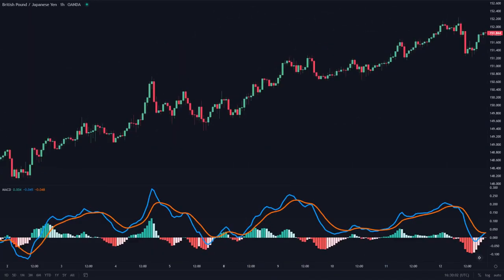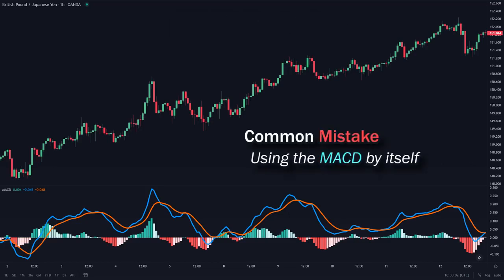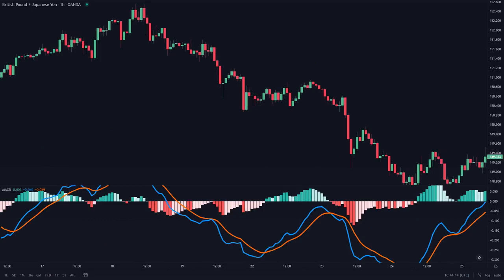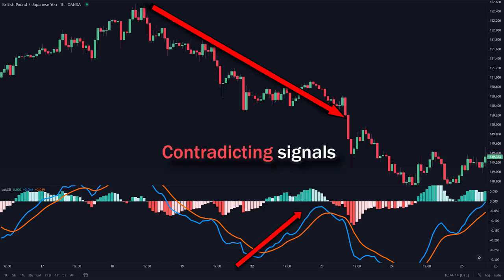Now, let's talk about the different strategies that you can use with the MACD indicator. First, a common mistake that traders make is using the indicator by itself. Let me show you why it's a bad idea to use the MACD alone. Here, we can see that the overall market is on a downtrend. However, the MACD is crossing over upwards. Notice how the signals are contradicting. The MACD is indicating a bullish momentum, but the market is on a downtrend.